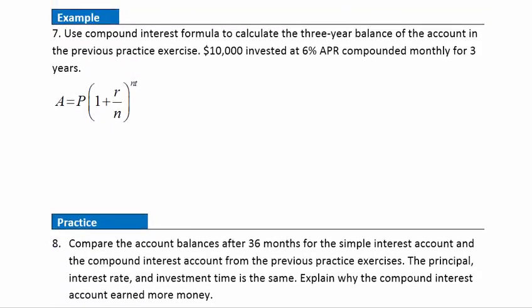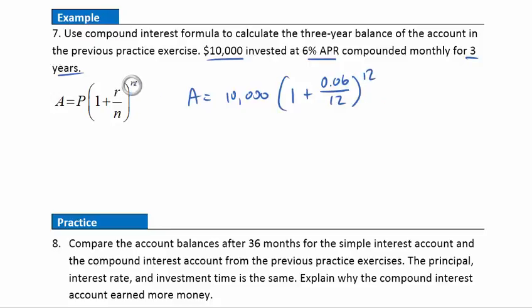So let's take a look at example 7 here to show us how to use the compound interest formula. So to calculate this, we've got $10,000 invested at 6% for 3 years. All right, so let's see. The amount we're going to get is going to be the principal, $10,000, times 1 plus our interest rate, which was 6%, and we're going to turn that into a decimal, so 0.06. N is the number of times it gets compounded, and it's compounded monthly, which means 12 times a year, so that's going to be 12. And then 12 for this N, and then times time is going to be 3.